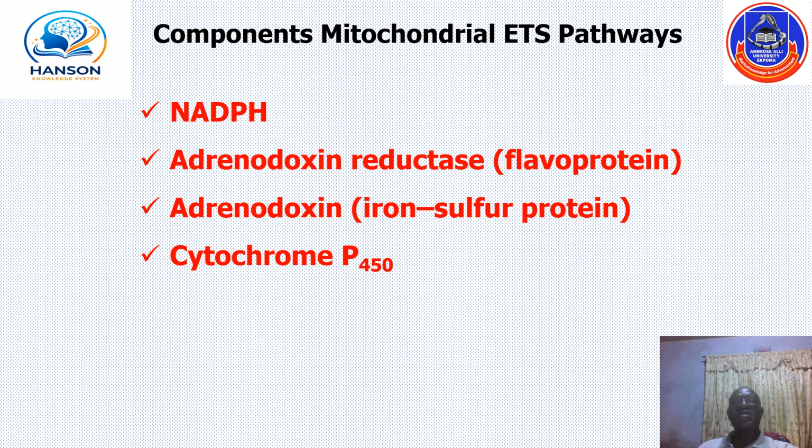Now let's look at the components of the pathway separately. You can see the 4 components of the pathway: adrenodoxin reductase, which is a flavoprotein; adrenodoxin iron sulfur protein; cytochrome P450. These are the 4 components of the mitochondrial electron transport system pathway.